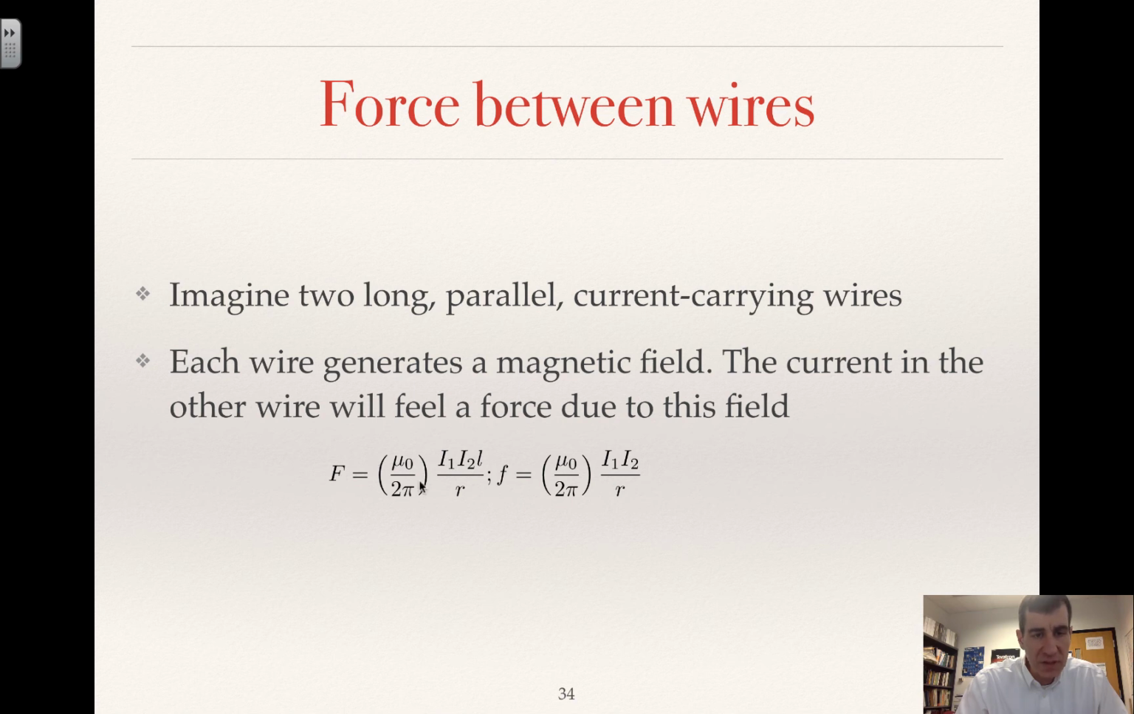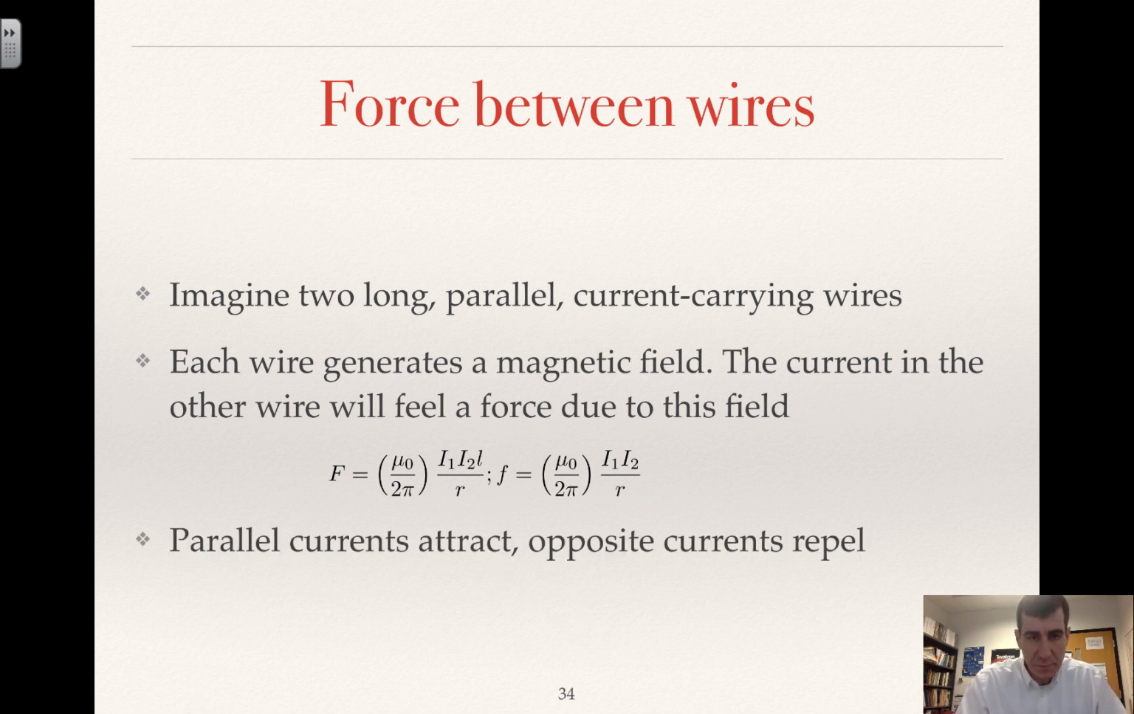So the force on each of the wires is going to be the current in the first one times the current in the second one times the length of the wire, divided by the distance between them. Or, another common way, this little f is the force per unit length, so I've divided out the length of the wires L. And in general, for parallel currents, if you have currents in two wires going in the same direction, those will attract each other. But if you have current in opposite directions, they're going to repel each other.